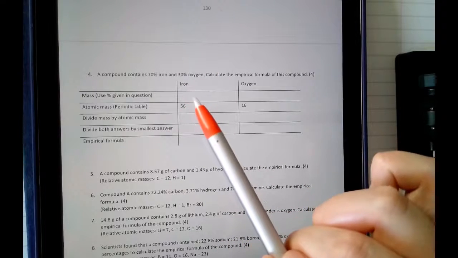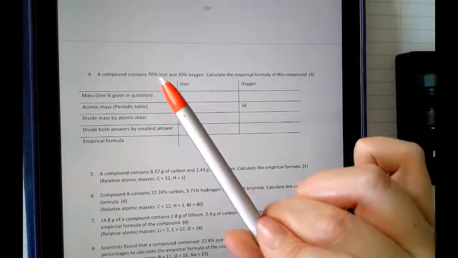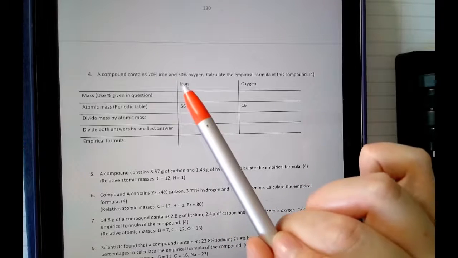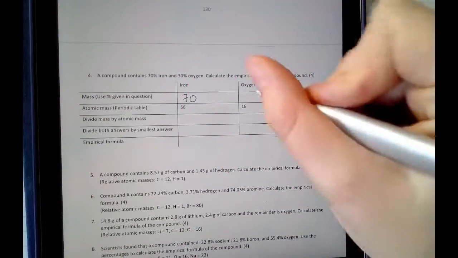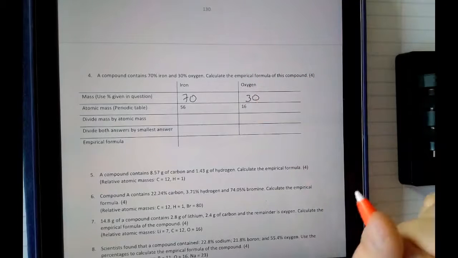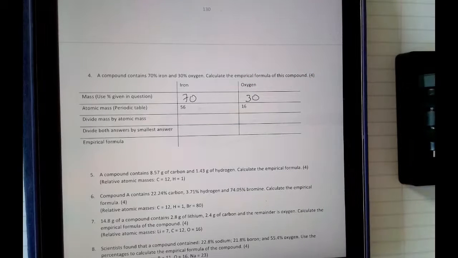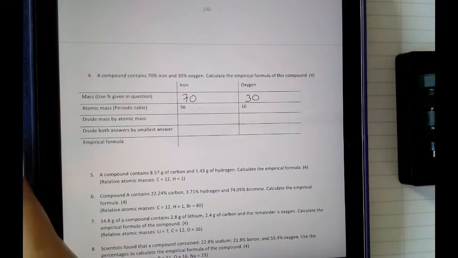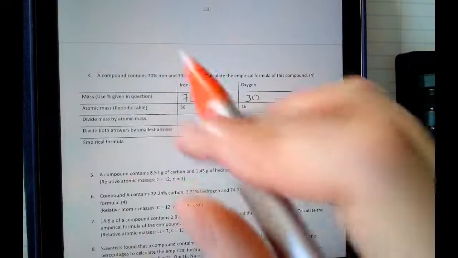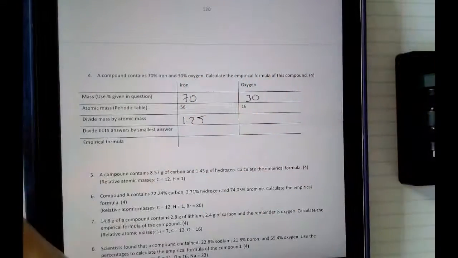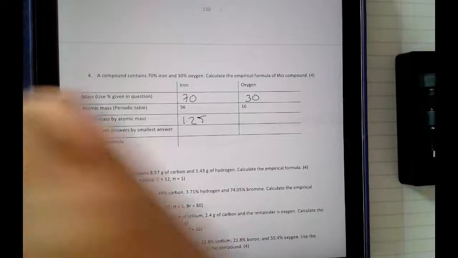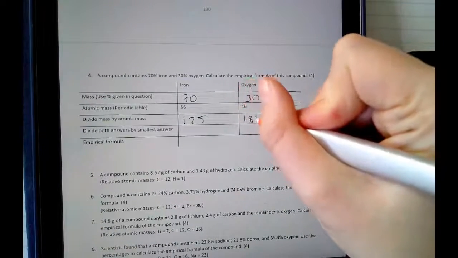That doesn't change anything. I'm going to slot in those numbers into the top row of my table, just like I did when I had grams. So 70% iron, I just write 70 in for the mass. And for the oxygen, I'm just writing in the 30. So I'm just replacing my grams with percentages, but it doesn't change what happens. To find my moles, it's 70 divided by 56. And I get an answer of 1.25. And for oxygen, it's going to be 30 divided by 16, and it's going to be 1.875.